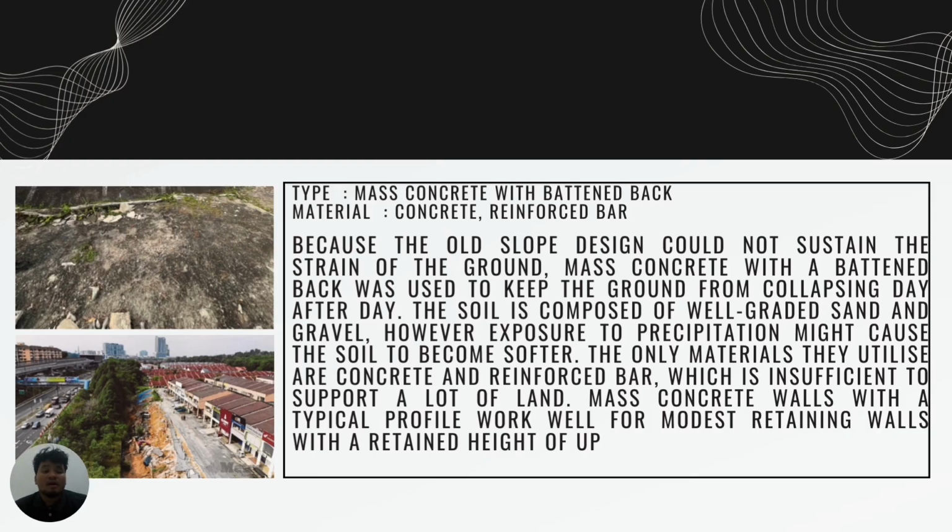Next slide. A type of mass concrete with the back metal in concrete and rebar, because the slope design is not suited to the strength of the ground. Mass concrete with a bentonite back was used to keep the ground from eroding severely day after day. The soil included sand and gravel. However, exposure to degradation causes it to become softer. The only material introduced was the rebar, which was introduced to support a lot of land.